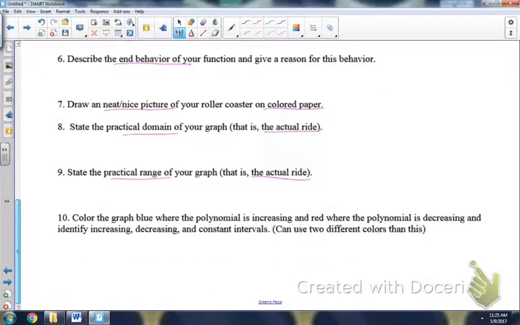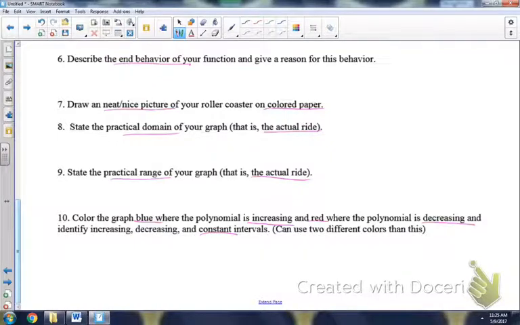And then you're coloring the graph blue on your roller coaster where it's increasing, red where it's decreasing, and then you're identifying your increasing, decreasing, and constant, which means if it's staying in one spot. You can use different colors than that, but they need to be 2 separate ones and you need to label it on your actual graph. So tell me if you're using purple, purple is increasing and red is decreasing. You need to make a little chart there and tell me that.